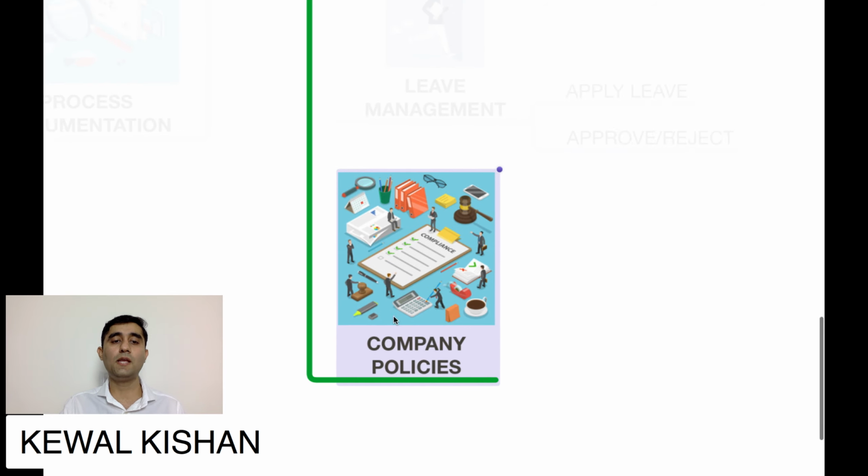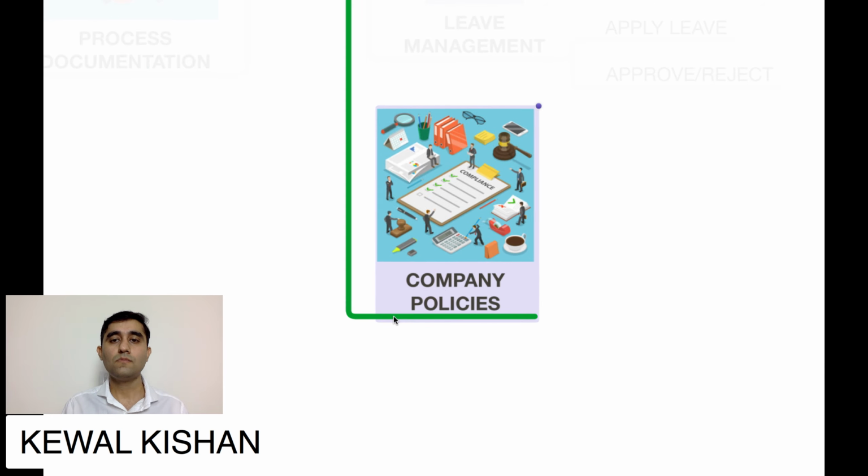Fourth element is company policies. A lot of time what happens is that we just don't have any proper company policies, either the attendance policies, leave management policies, the total time that people need to devote in their work, data security policies, right? Dressing policies, the way you communicate. There might be a lot of areas where you can create the policies.